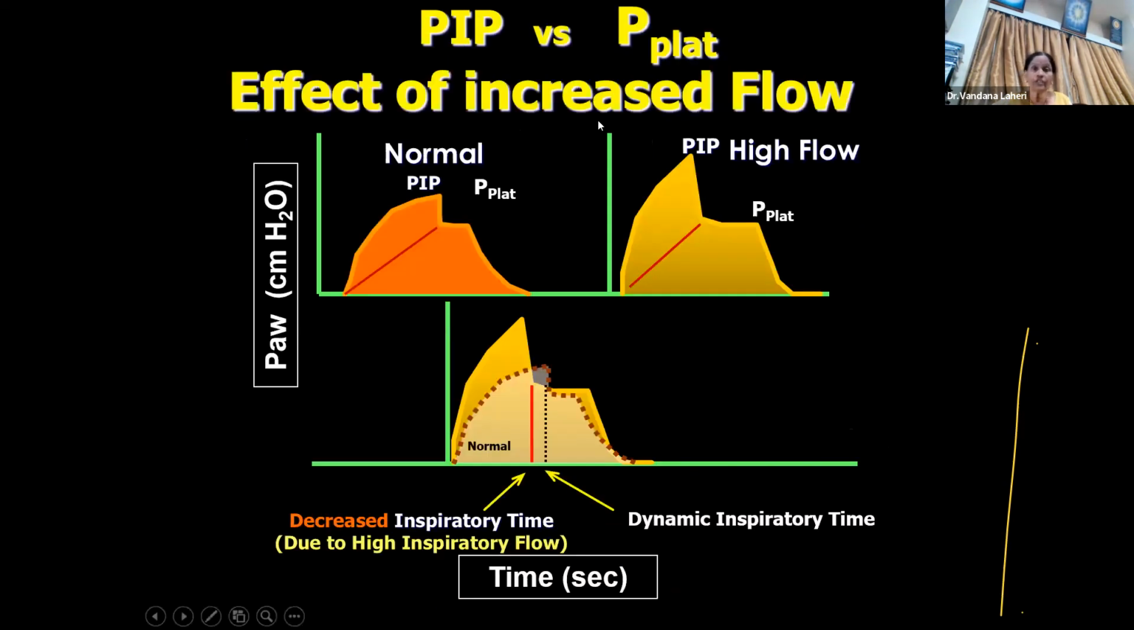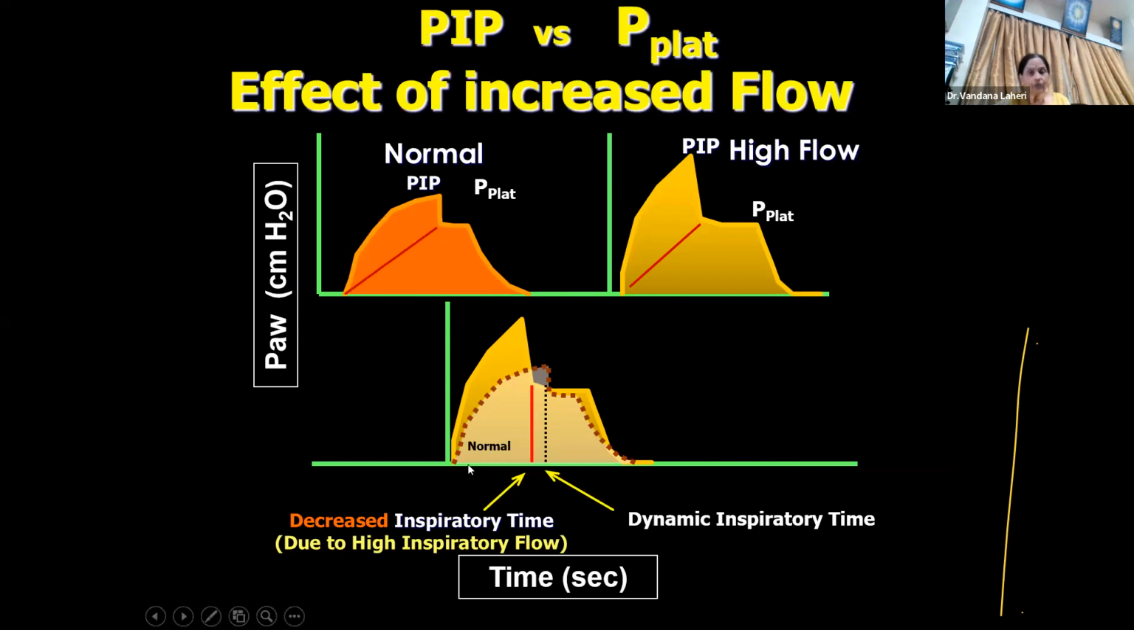Now, the effect of increased flow. Even flow can change your PIP. This is the normal curve. Okay, can you see here PIP has changed? Trans airway pressure is increased. Now, how will I know whether this is bronchospasm or this is high flow?